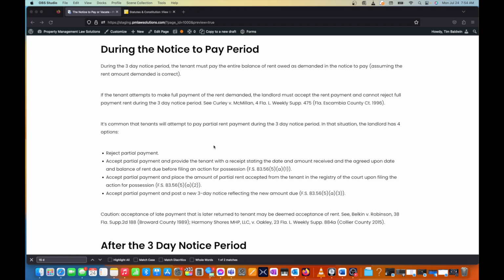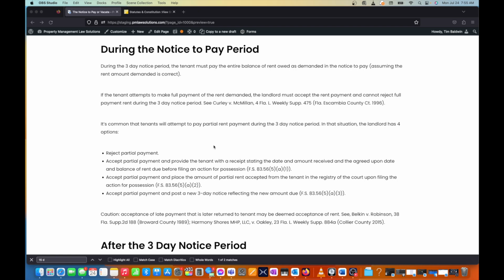And when a tenant attempts to pay partial rent, we can reject that payment and send it back to the tenant, or we can accept it. And if we accept that partial payment, we have to then serve a new 3-day notice to pay. So as it relates to whether or not to accept or reject, go back to the tenant default video and get training on that.